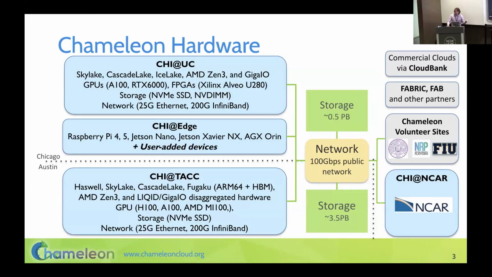And so CHI at UC and CHI at TACC at a high level mostly just have public connectivity to the internet, and then you can do whatever you want on top of that. CHI at Edge works the same way, where it's not directly connected to any of the sites' internal networks, but you can send traffic from any of the edge devices over the public internet to any of the other sites. And we also provide some mechanisms to be able to connect into these devices.